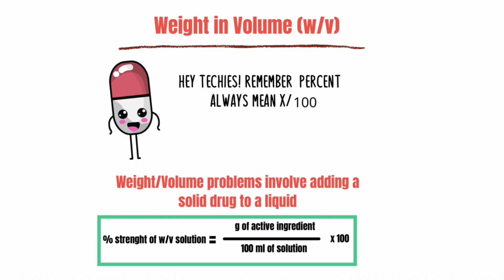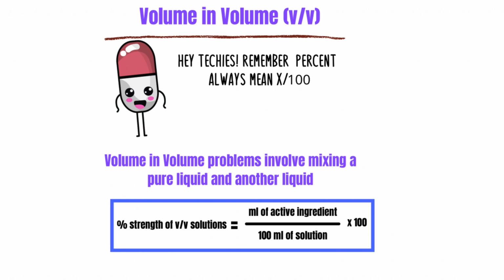Now we're going to talk about weight over volume and volume over volume. Just remember, y'all, that when you see a percent, that always means X over 100. Weight over volume problems involve adding a solid drug to a liquid, and there's a formula for that. You plug the answers into this formula and solve. Volume over volume problems involve mixing a pure liquid into another liquid, and there's a formula for that too. So don't be afraid of these problems. If you know the formula, it's super easy to plug it in and get the correct answer.